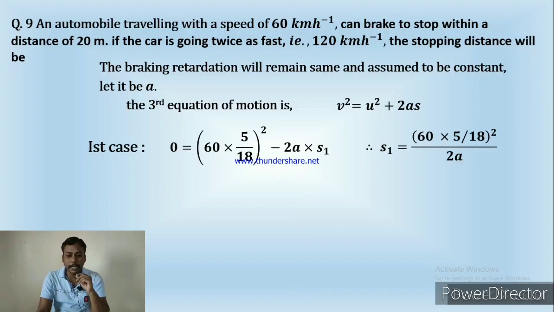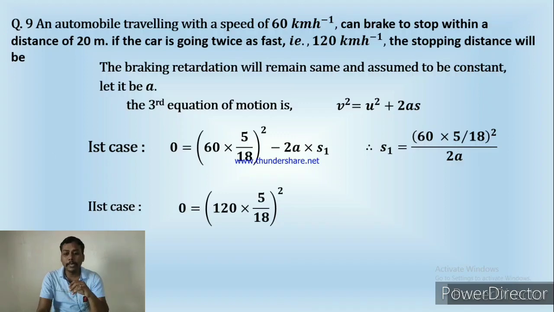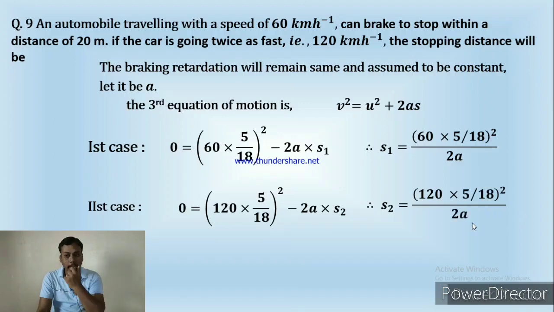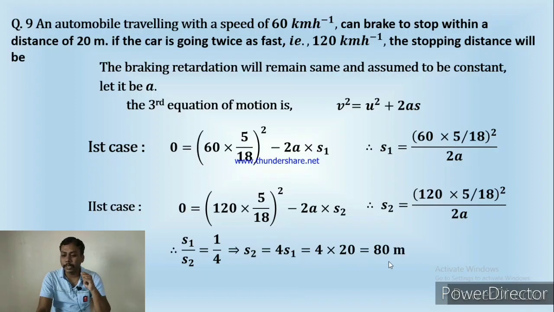Second case: in the second condition, v square is 0, because in the second condition the car also stops. So 120 kilometer per hour, converted into meter per second, bracket square, minus 2a into s2. Therefore s2 is equal to (120 into 5 by 18) square upon 2a. Now the stopping distances are s1 and s2. Therefore s1 upon s2 is equal to 1 upon 4, so s2 is equal to 4 s1, and that is the answer. 4 into 20, that is 80 meter.